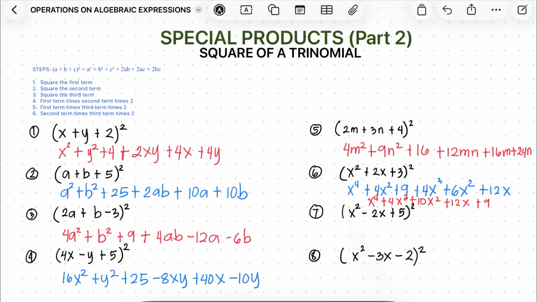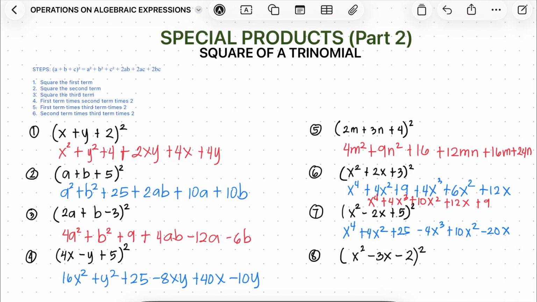Next example, we have square of x squared, that's x raised to 4. Next, square of negative 2x, that will be positive 4x squared. Next, square of 5, that would be positive 25. Next one will be x squared times negative 2x, that's negative 2x cubed, times 2, so negative 4x cubed. Next one would be x squared times 5, that's 5x squared times 2, so 10x squared. And lastly, negative 2x times 5, that's negative 10x, times 2, that's negative 20x.